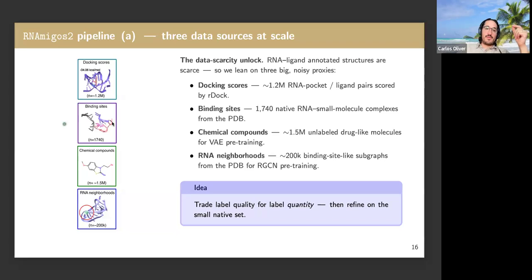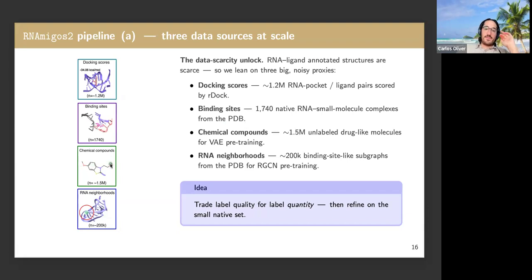The other signal that we had originally from RNA-Amigos was to take binding sites that have been observed in the PDB, look at what small molecule is bound to them, and use those as a training pair. So that's a ground truth pair. We know those two interact with each other, so we want the model to recover those interactions. This was about 1,700 complexes that we isolated from the PDB after filtering.